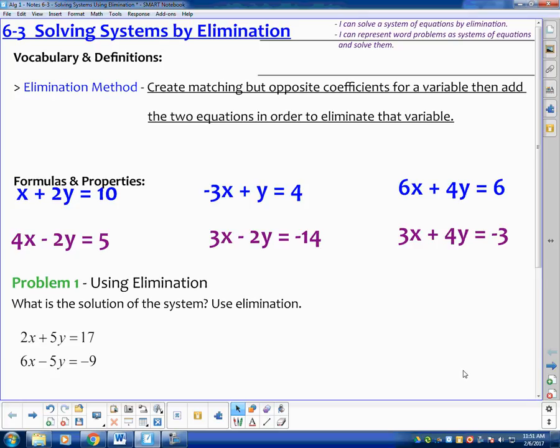Maybe another way to put this would be create opposite but equal terms. Because they need to be opposite signs but the same numbers in front of the x's or y's. And then you can add vertically and they disappear. A lot of students like this better than substitution.